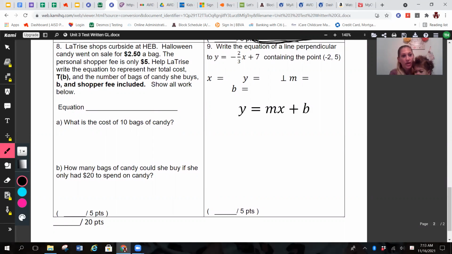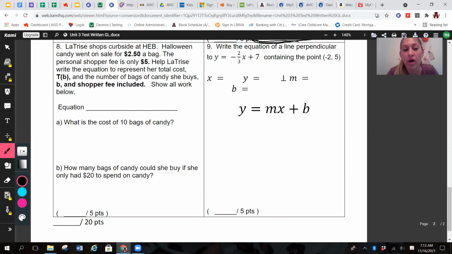Okay, never mind. Latrice shops curbside at H-E-B. Halloween candy went on sale for $2.50 a bag. The personal shopper fee is only $5. Help Latrice write the equation to represent her total cost, T of B, the number of bags of candy she buys, B, and the shopper fee. So we can't forget about the shopper fee.